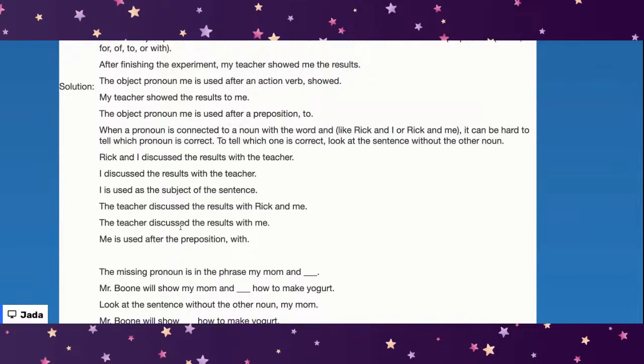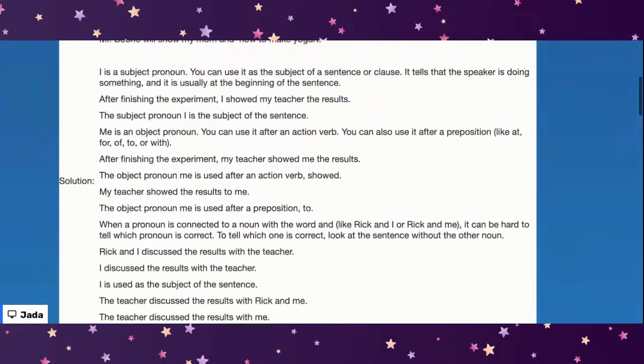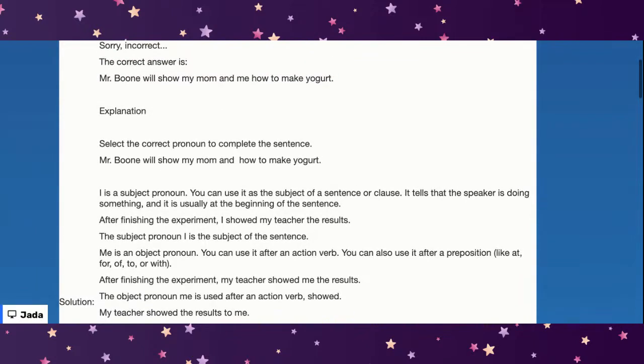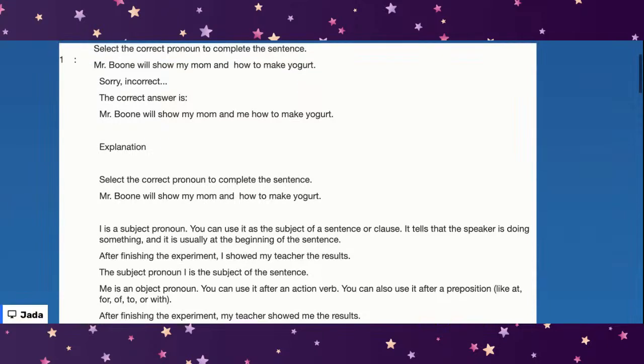Now, the teacher discussed the results with Rick and me. The teacher discussed the results with me. Me is used after the preposition with. Okay, so you have to take note of times when you use I and me. I is the subject and me is the object.